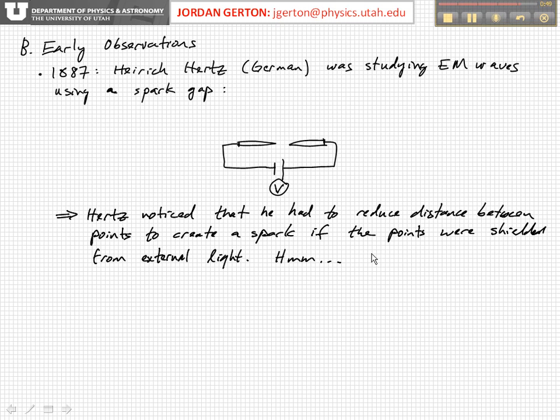One of the things he noticed was that if he shielded the spark gap from external light, then he had to put the two points closer together. He had to reduce the gap in order to generate a spark for a particular voltage that he applied between the two. This basically makes sense in terms of the discussion we've already had, because if you have light shining on this system, then that can generate electrons which can short circuit the spark, and that all makes sense.